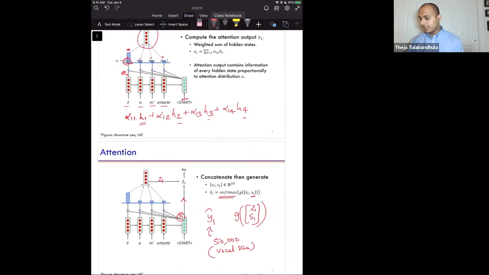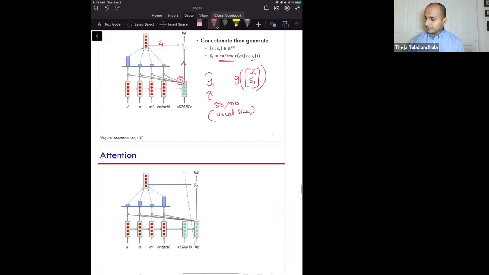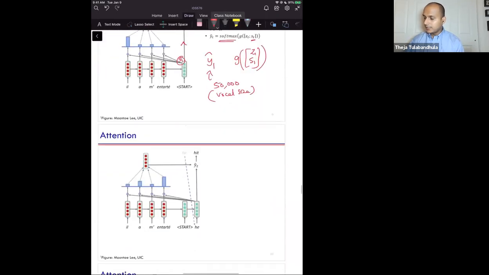And of course, hopefully that coordinate is the highest, which is actually the right translation at that point. Okay, now let's say we produce something, in this case the word "he". Then we're going to pass it back as the second input. "He" is the second input, along with the previous hidden output of the decoder. Now we're going to produce S2.